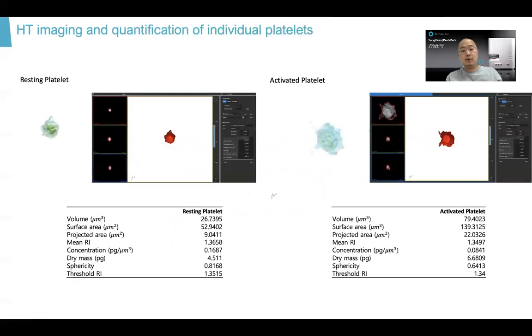And for quantitative imaging analysis using the HT system, you can measure the individual platelets before and after activation, and using the automated analysis software from Tomocube, you can perform automatic segmentation from which you can retrieve parameters including the volume, surface area, projected area, the mean refractive index, protein concentration, dry mass, and so on.